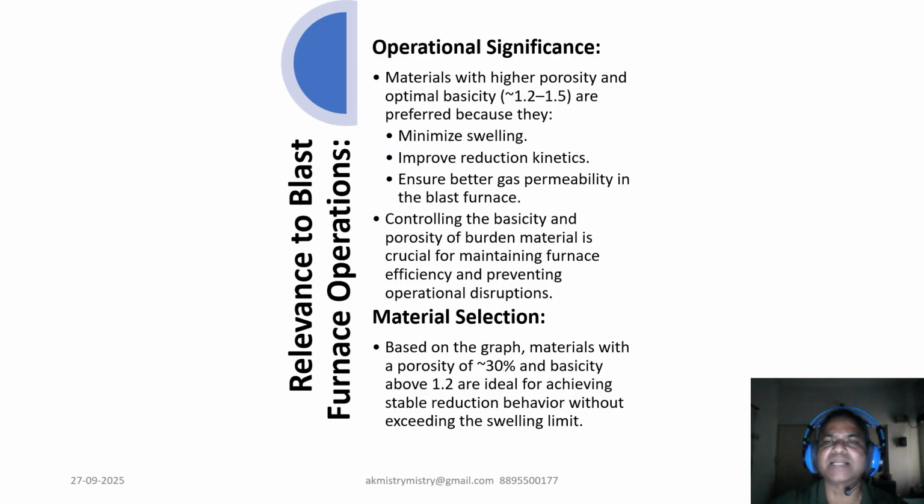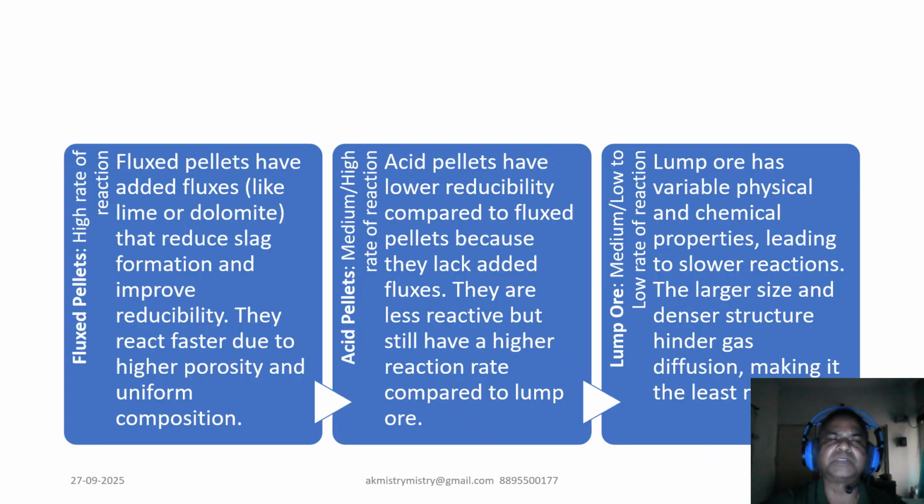Now coming to our next slide, which is about controlling basicity and porosity of the burden material, which are very crucial for maintaining the furnace efficiency and preventing operational disruption. So for material selection based on the data, material with a porosity of about 30% and a basicity of about 1.2 are ideal. Now these parameters help achieve a stable reduction behavior without going over a swelling limit.